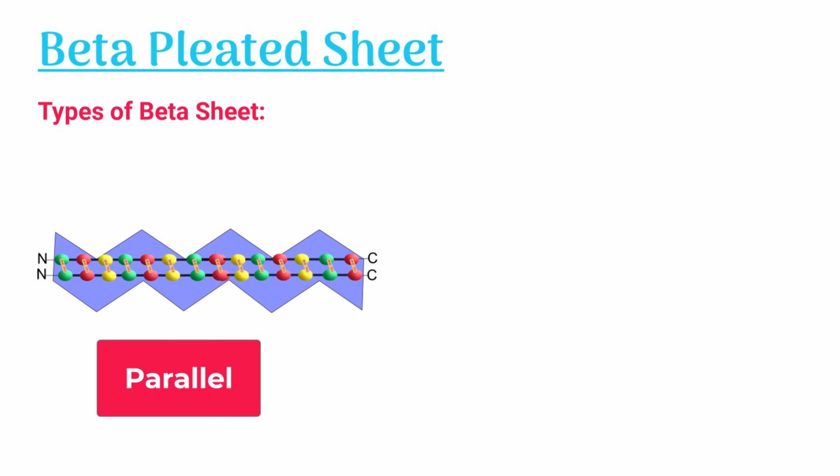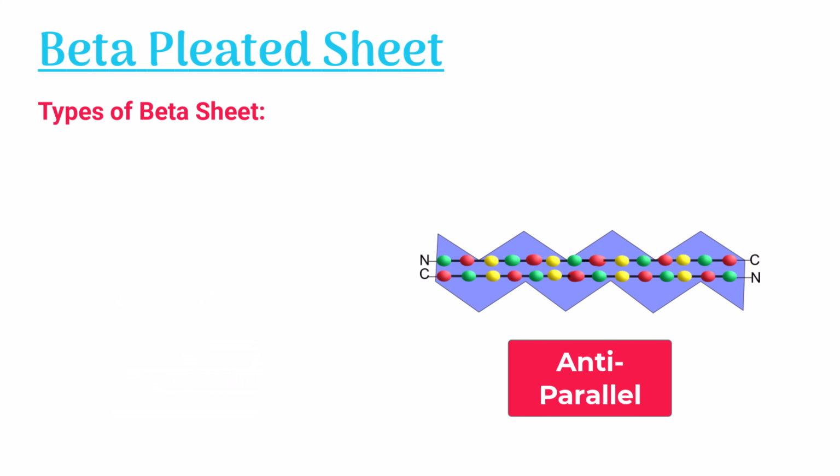Now let's talk about anti-parallel beta sheets. In this type, the strands are anti-parallel. They run in opposite directions, so the N terminus of one strand is next to the C terminus of another strand. The hydrogen bonds here are perfectly aligned or straight, which makes the structure stronger and more stable.